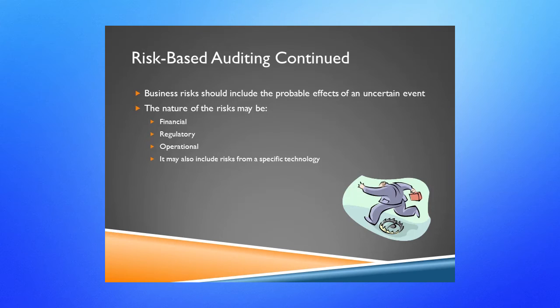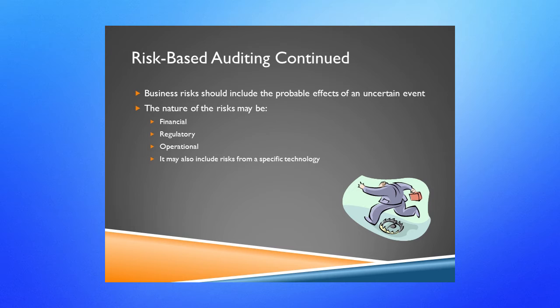Now, your business risks should include the probable effects of uncertainty. Uncertainty could be issues financially. You never know when there's going to be another stock market crash, right? Those types of things. Regulatory laws changing, they do change. Very hard for me to know what the future entails. Operational changes may occur. It could also be risks from a specific technology that you may be introducing into the network. All of these, like I said, have some uncertainties.